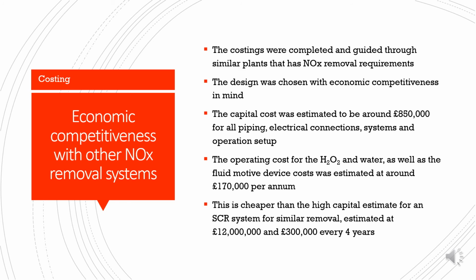The costings of the plant were completed and guided through similar plants and reports that had NOx removal requirements. This design was from the bottom up, chosen with economic competitiveness in mind. The capital cost of the plant is estimated to be about $850,000, and that's including all piping, connections, systems, and operation setup. The operating cost for the H2O2 and the water mainly, but also including fluid motive device costs, was estimated to be around $170,000 per annum.